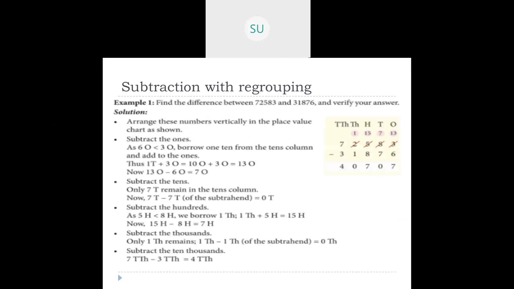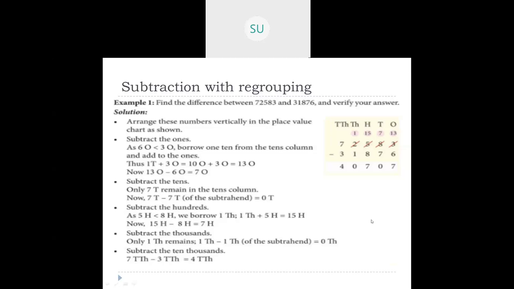Then subtraction with regrouping. What we do here, first we arrange the numbers vertically in their place value chart. Then we start with ones. Now when you see that you have to subtract a larger number from a smaller number, then we borrow one from the next place. So if you are subtracting the ones place and the number we are subtracting is smaller, then we borrow from the tens place. Then you keep on borrowing from the next place until you have a number from which you can subtract. Okay, so you keep subtracting like that. So that was subtraction with regrouping. When you can't subtract a number, you borrow from the next place.